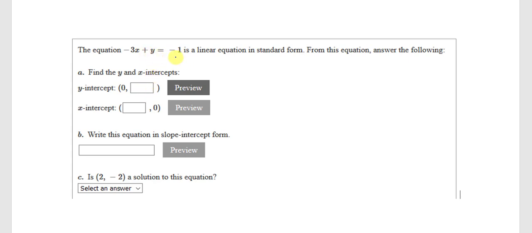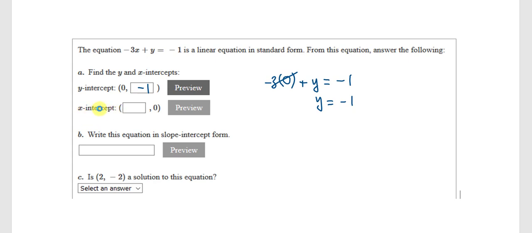So we get back the equation. Anywhere you see x, now it becomes 0 because you let x be 0, and we solve for y. We know that this is 0 because 3 times 0 is 0, so y equals minus 1.